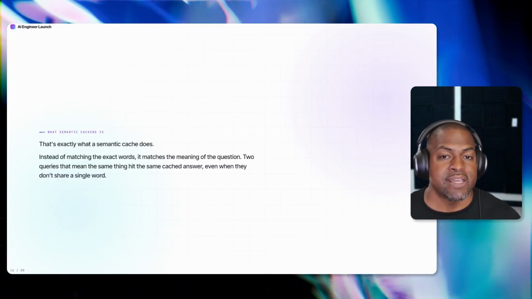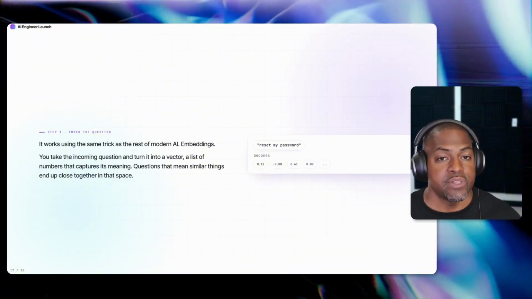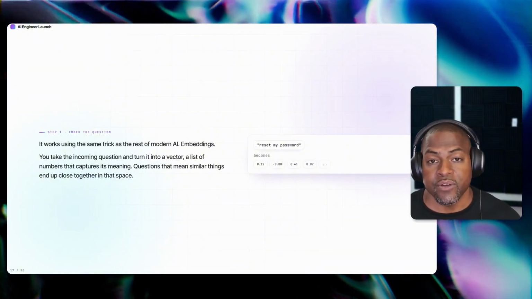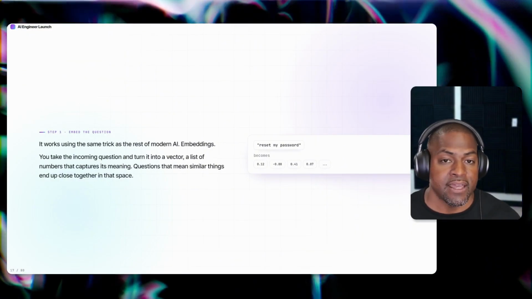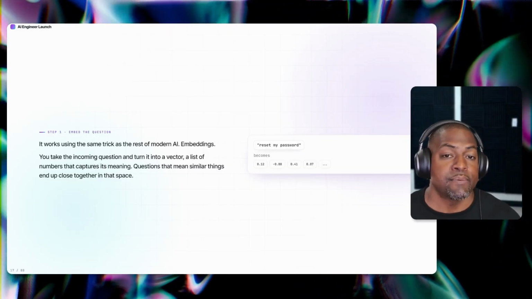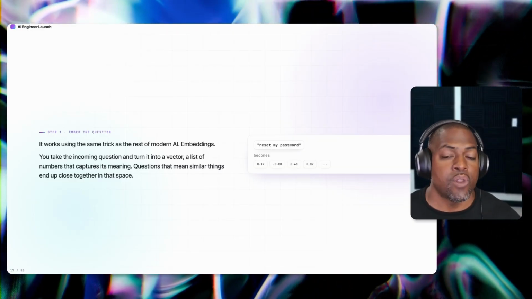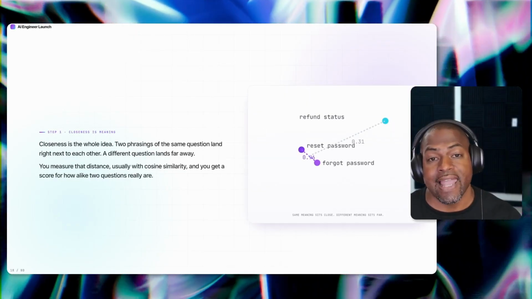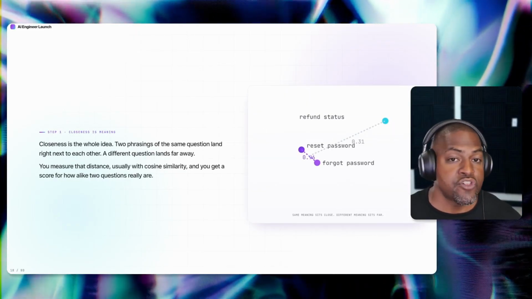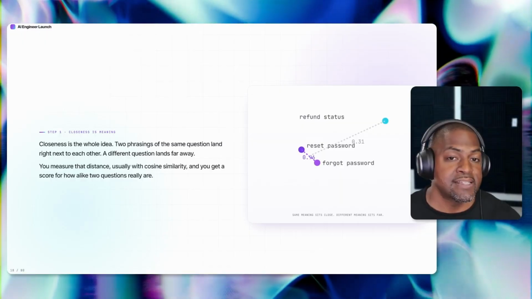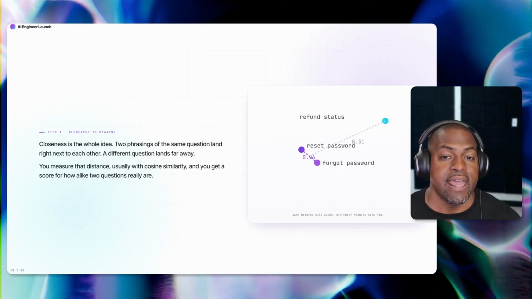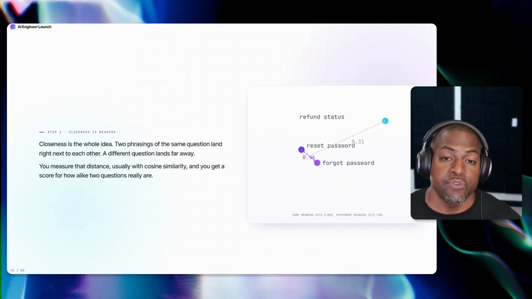It works using the same trick as the rest of modern AI, embedding. You take the incoming question and turn it into a vector, a list of numbers that captures its meaning. Questions that mean similar things end up close together in that space. Closeness is the whole idea. 2 phrases of the same question land right next to each other. A different question lands far away. You measure that distance, usually with cosine similarity, and you get a score for how alike 2 questions really are.